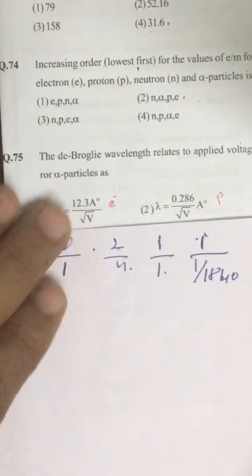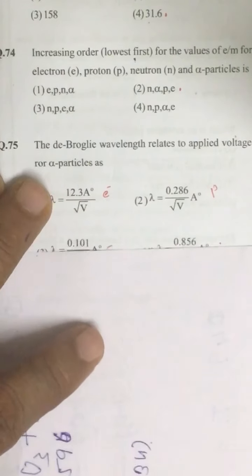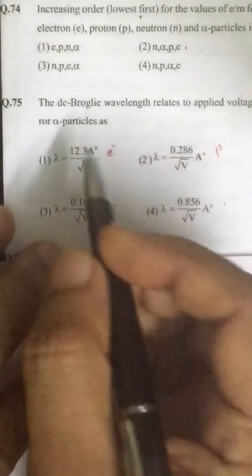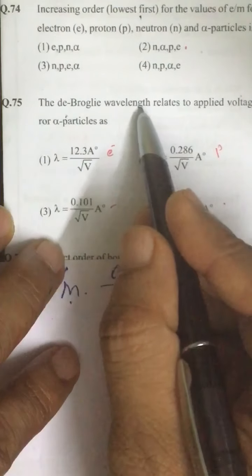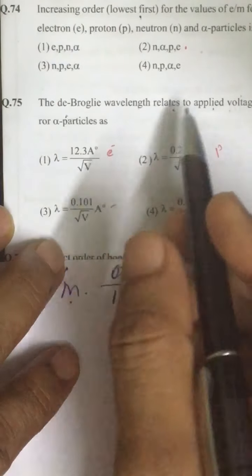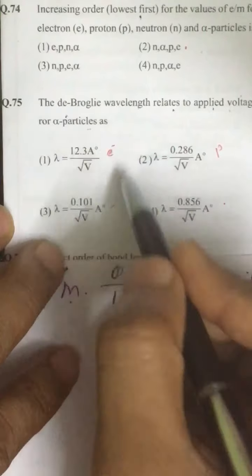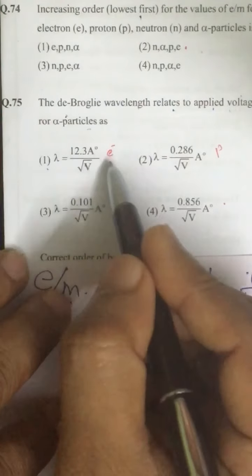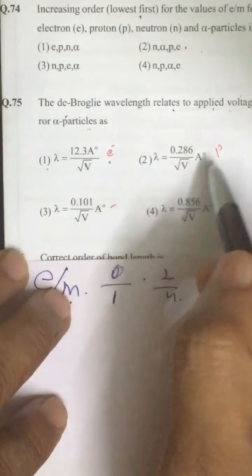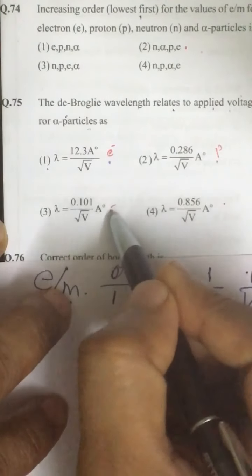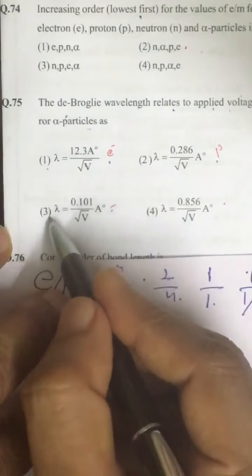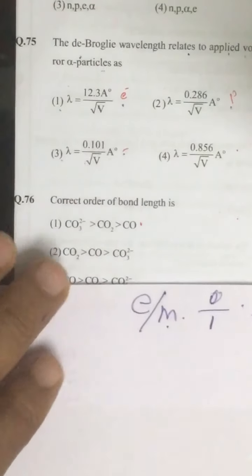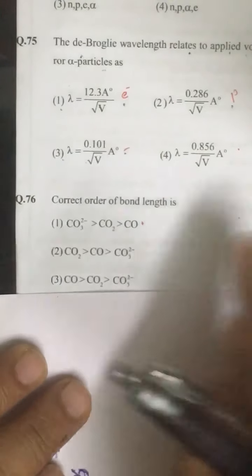Question number 75. Look at question number 75. Alright. The de Broglie wavelength relates to applied voltage for an alpha particle. So the first relation is for electron, the second one is for proton, and this is the answer. For alpha, the correct answer is the third option. You must remember.